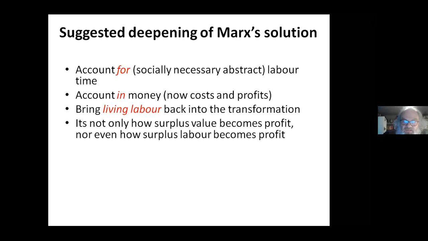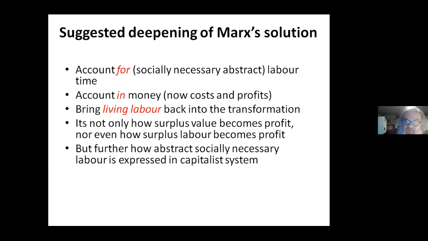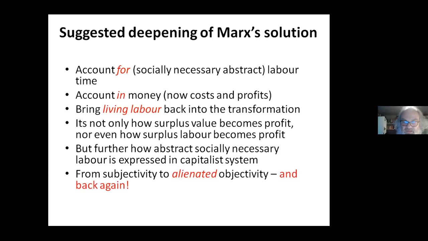It's not only how surplus value becomes profit, nor even how surplus labor becomes profit, but actually the solution needs to explain how the totality of living labor is expressed in a capitalist system. And what we'll see is that this is very much an extension of Marx's idea of alienation, which is the subjectivity which is provided by living labor becomes an alienated objectivity, completely alien to what it is itself, not only in content, but in form as well. I'll try to make that clear. And of course, once we understand this, there's always a possibility that it can be transformed back again.